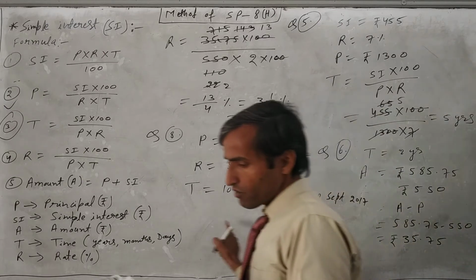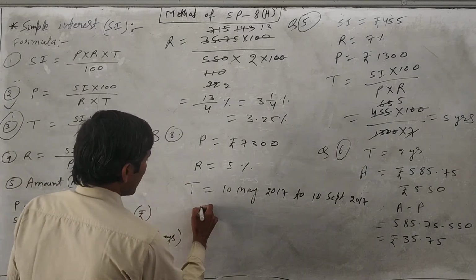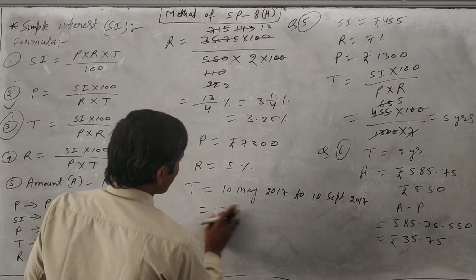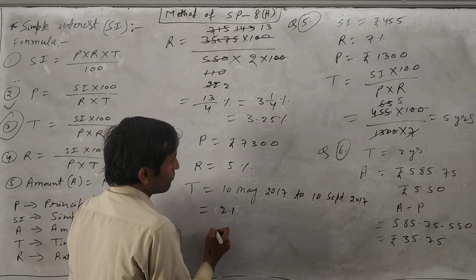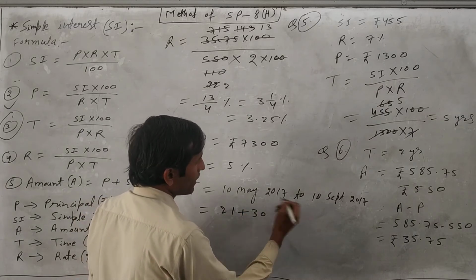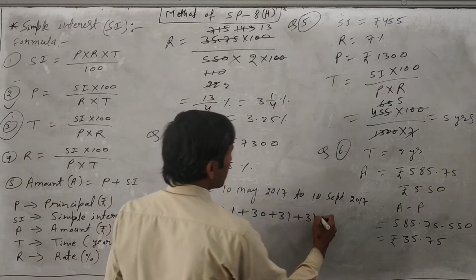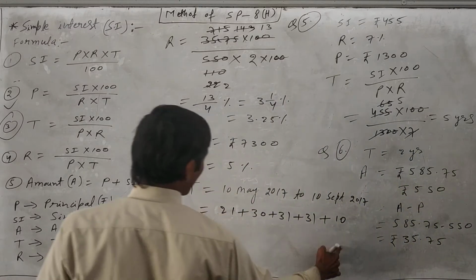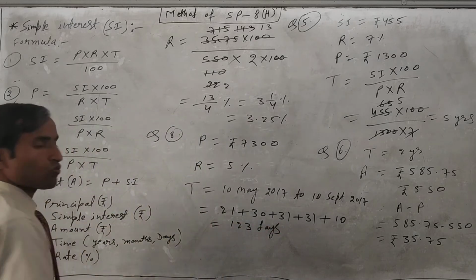Now we have to find the time in between, how many days there will be. So the time will become 10 months. After 10 May, it will be 21 days, because there are 31 days in May. After that June has 30 days, then July 31 days, then August 31 days, just add them here, and September again comes with 10 days. Okay, so if you add this, you will get 123 days. So the total time is 123 days.